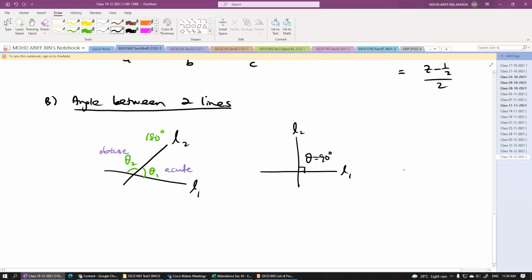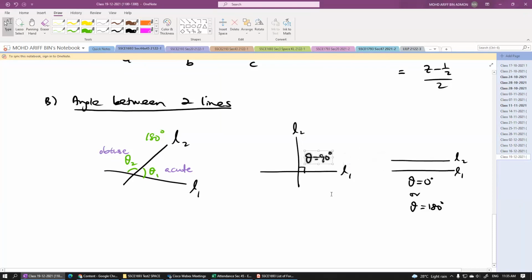Next, if your theta equals 0, it should be like this, L1, L2. What is your theta? Theta 0 means that both lines are parallel. Same goes to theta 180. Both lines must be parallel. So remember this one.